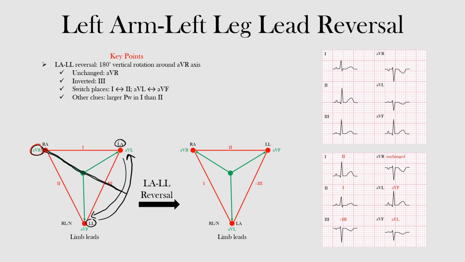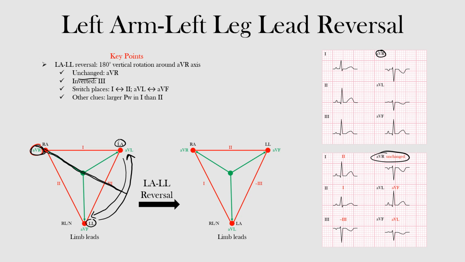Now, because we're rotating around AVR as the focal point, we said that AVR will remain unchanged. With all the other limb leads, they will become inverted or switch places. In this case, lead 3 will become inverted, leads 1 and 2 will switch places, and so will leads AVL and AVF. Okay, so let's look at these. Again, the focal point here is AVR, so that's going to remain unchanged. Notice that it is unchanged in this place here.